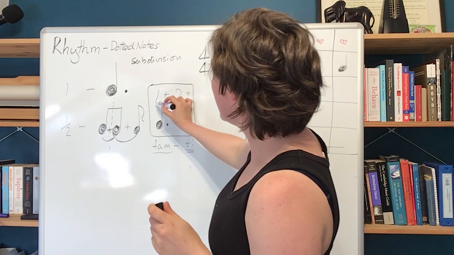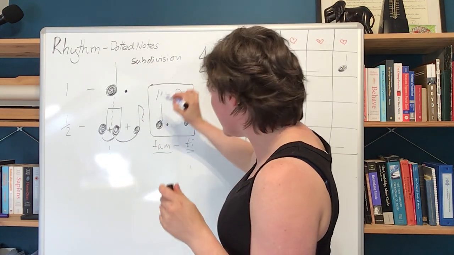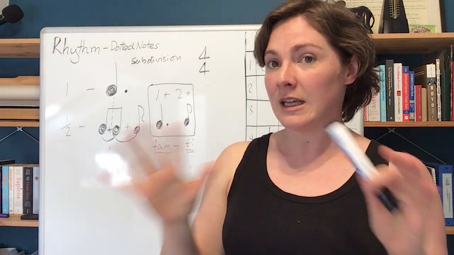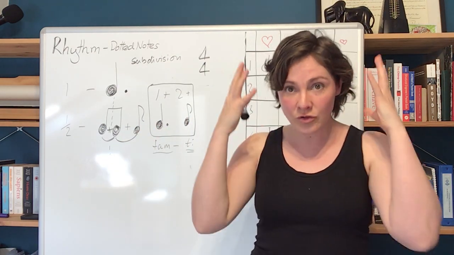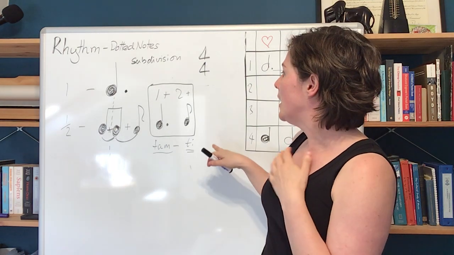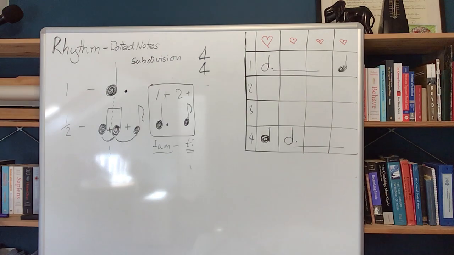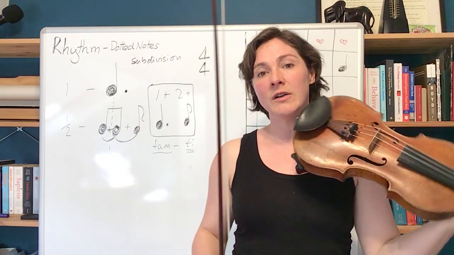But if you prefer thinking 1 and 2, and 1 and 2, and dividing up the beat in your head, it's totally up to you, whatever works, as long as you're understanding the logic of it. All right, so that's clapping it and doing it with body percussion. Now we're going to have a go at putting out our instruments. So let's get our feet going.